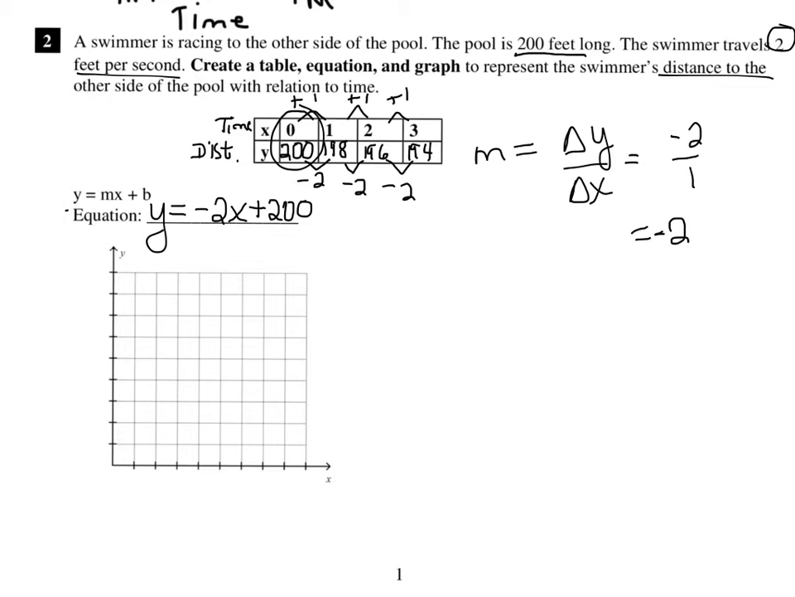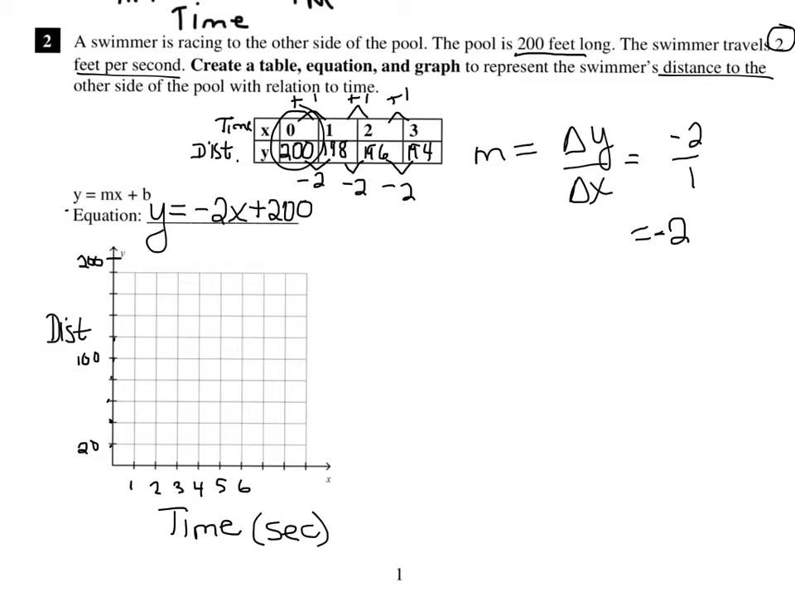So let's graph that. We have time on the x-axis, and we can put 1, 2, 3, 4, 5, 6, etc. seconds. We'll put distance remaining, and he has to go 200 feet. Let's see if we go by 10. 10, 20, 30, 40, 50, 60, 70. Nope, that won't work. So let's count by 20s. 20, 40, 60, 80, 100, 20, 40, 60, 80. Right here would be 200.